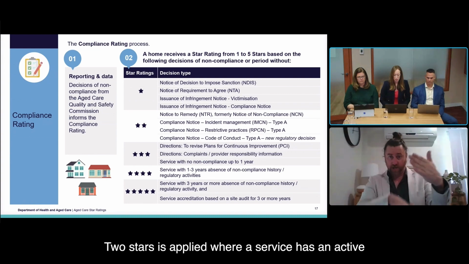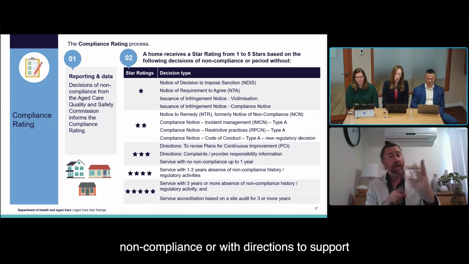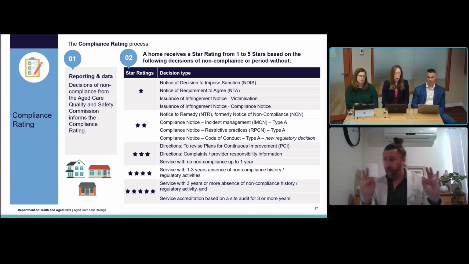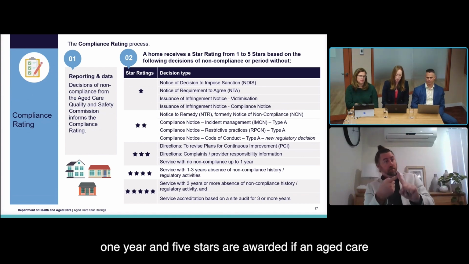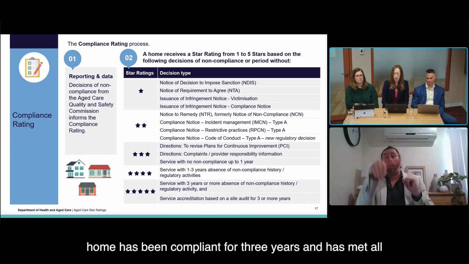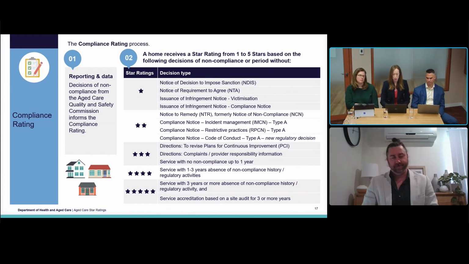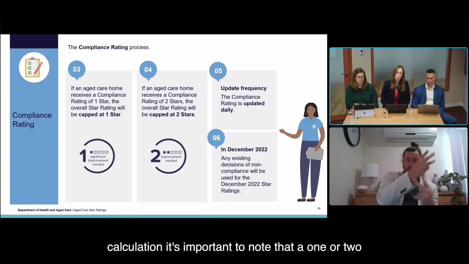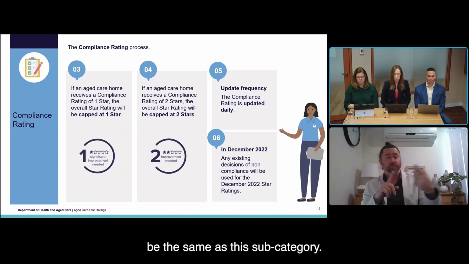2 stars is applied where a service has an active notice to remedy or compliance notice. 3 stars is allocated to a service with no current non-compliance or with directions to support their improvement. 4 stars is allocated where a service has had no non-compliance issues present for at least 1 year. And 5 stars are awarded if an aged care home has been compliant for 3 years and has met all criteria in a 3-yearly accreditation review. As mentioned, for the overall star rating calculation, it's important to note that a 1 or 2 star compliance rating will cap that overall rating to be the same as this subcategory.